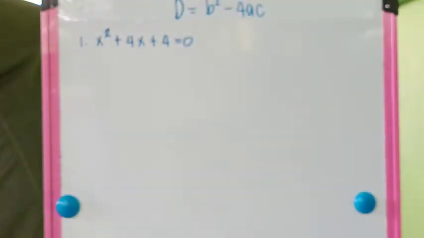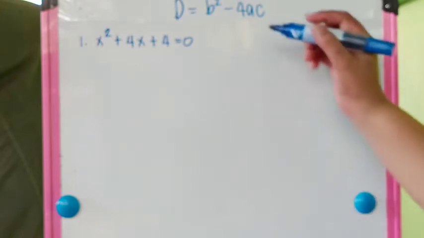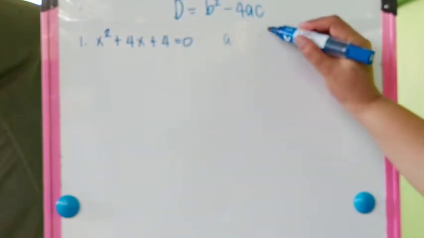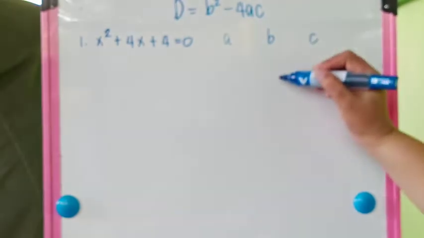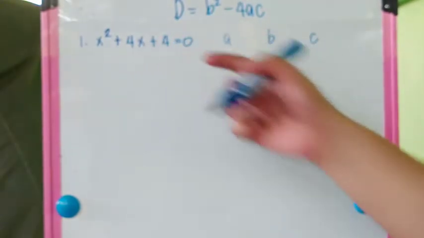Let us now start to determine the nature of the roots of quadratic equations. So the first example is x squared plus 4x plus 4 equal to 0. Bago natin ma-identify o malaman ang discriminant ng equation na ito, syempre, let us identify first the values of a, b, and c sa equation na ito.